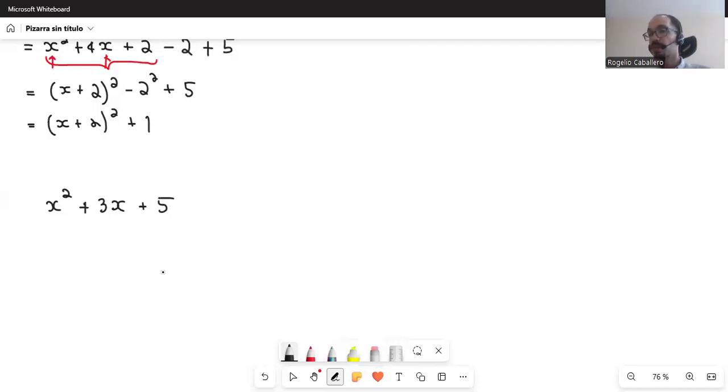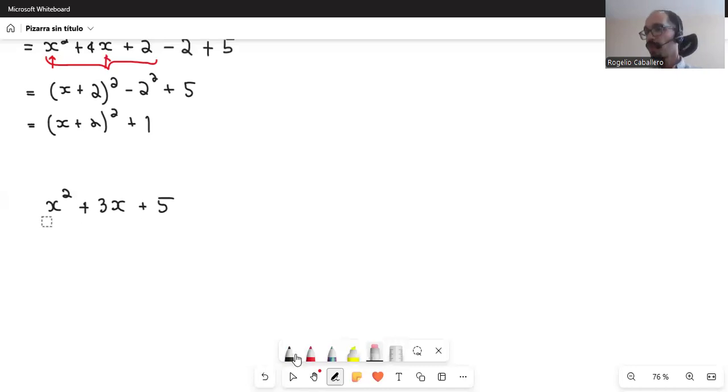How do we know that? Well, because we have this term, x squared, and we have this other term, 5, but this middle term is not twice the product of the square roots of x squared and 5. There is no square root of 5 there, so this is not a perfect square trinomial. So that calls for completing the square. That's what we are going to do now.